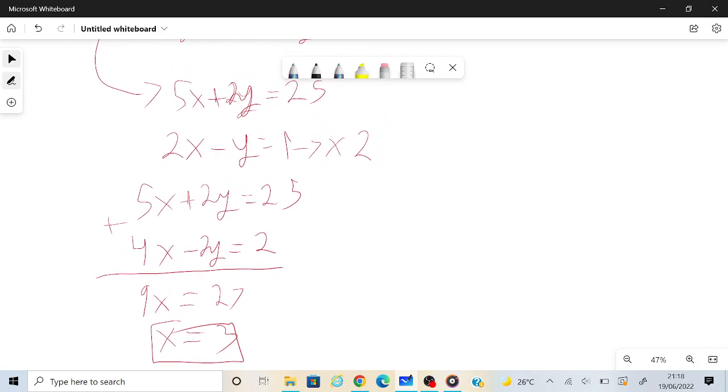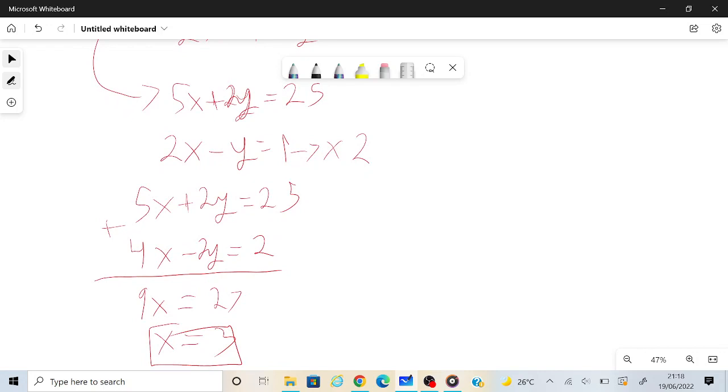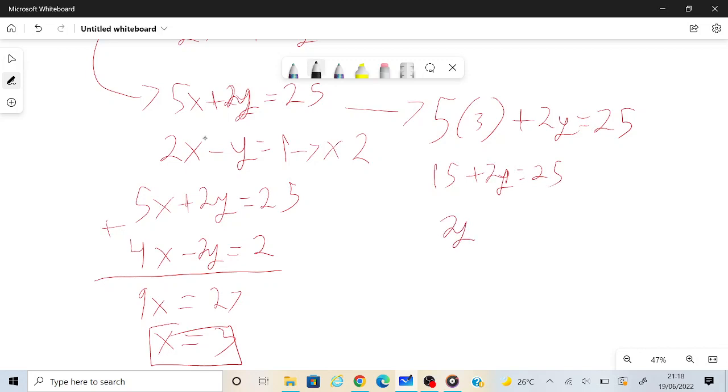So moving on. Now that you have your x value, you can substitute it into the first one, let's say, to find your corresponding y value. So 5 into 3 plus 2y gives you 25. This is 15 plus 2y gives you 25. 2y is equal to 25 minus 15, which is 10. And then y is 10 divided by 2, which is simply 5. So these were your answers for this question using the elimination method.